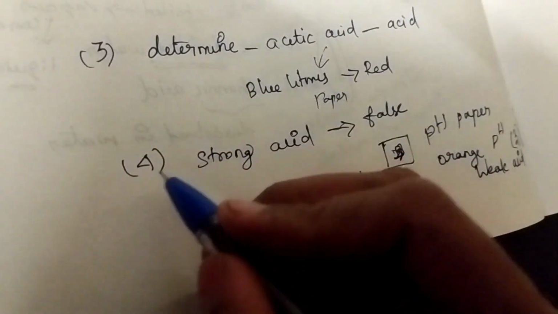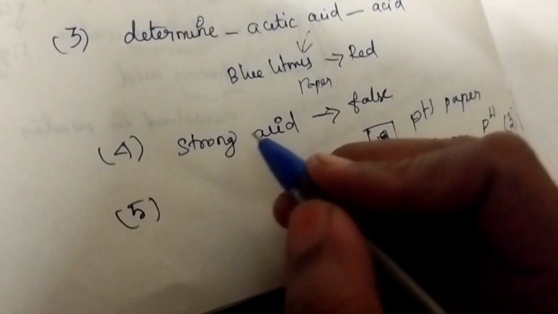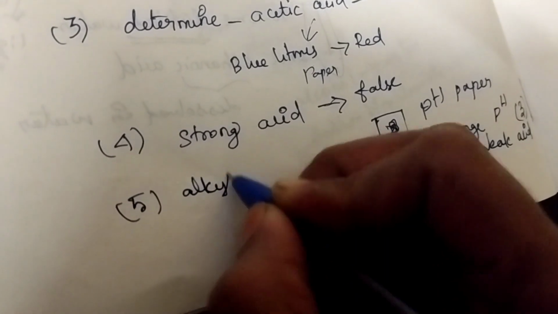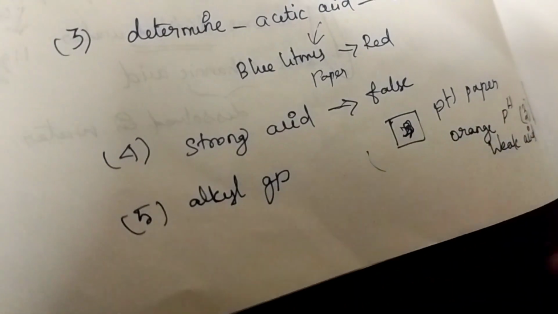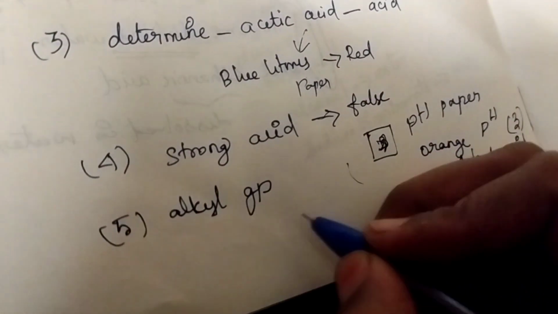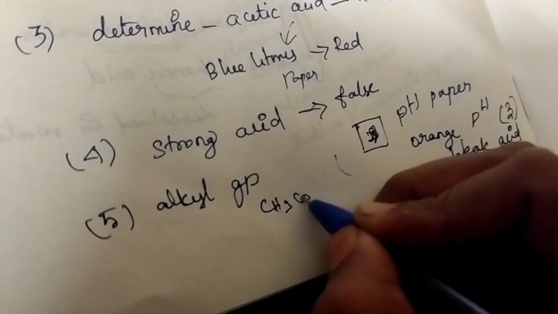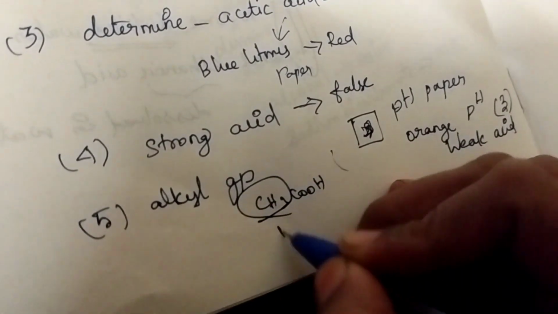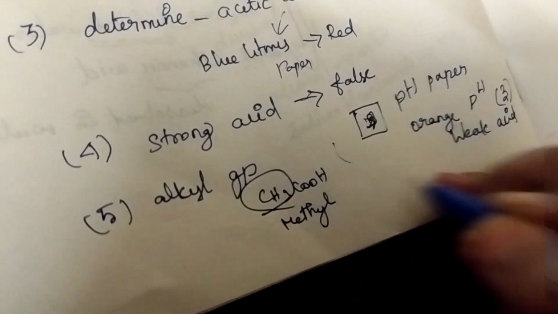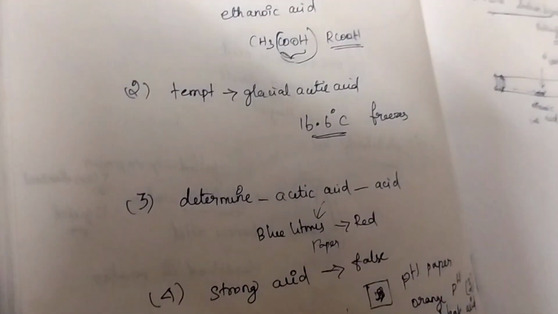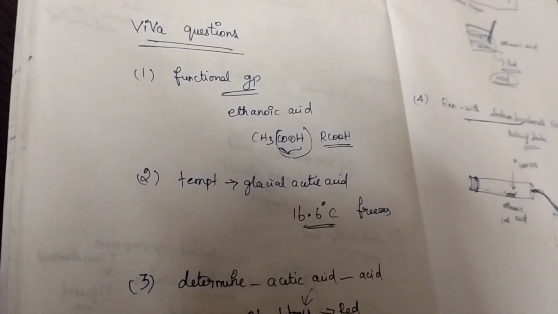Okay, and now the fifth question. What alkyl group is present in acetic acid? The acetic acid formula, right? CH3COOH. What alkyl group? Methyl group is present. And that's all. These are all the 5 questions based on viva.